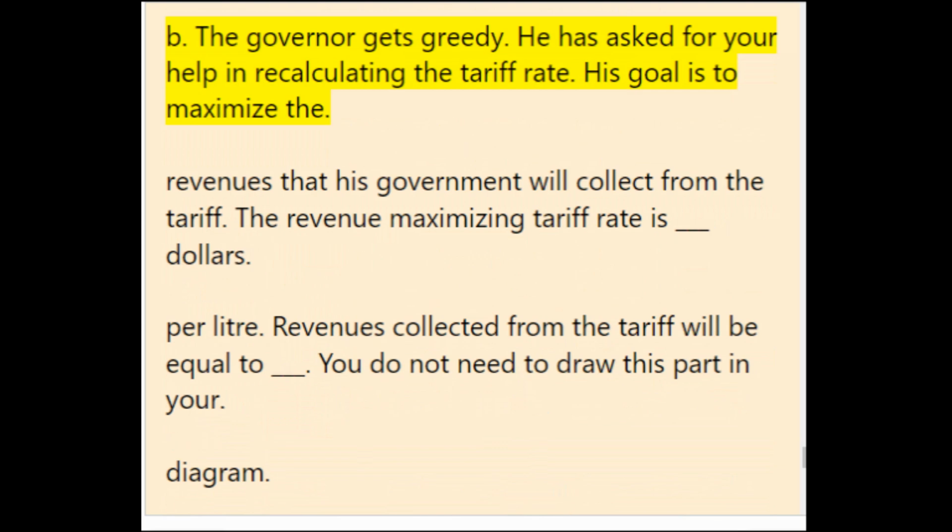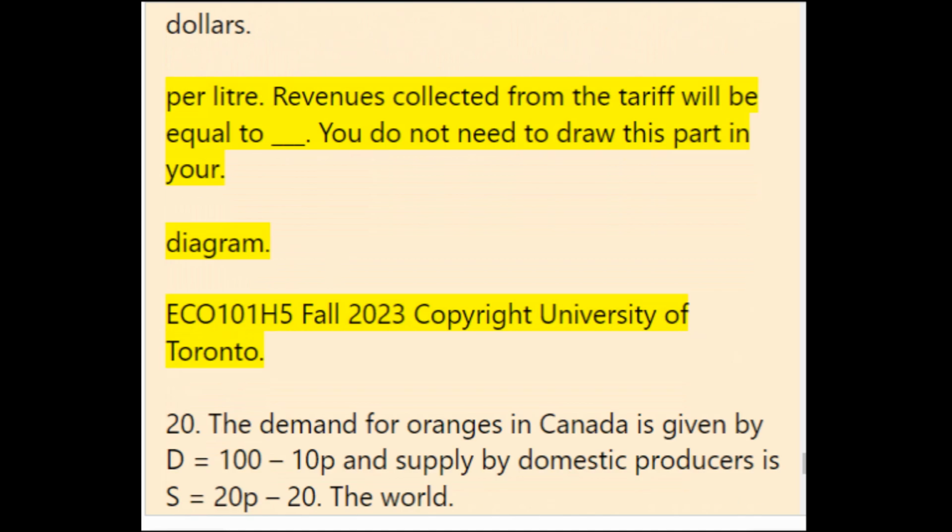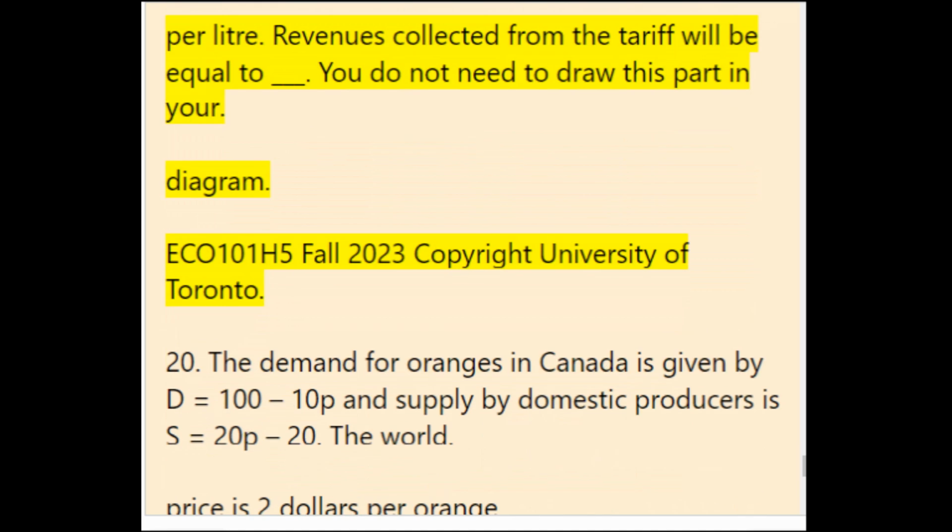B. The governor gets greedy. He has asked for your help in recalculating the tariff rate. His goal is to maximize the revenues that his government will collect from the tariff. The revenue maximizing tariff rate is $__ per liter. Revenues collected from the tariff will be equal to ____. You do not need to draw this part in your diagram.